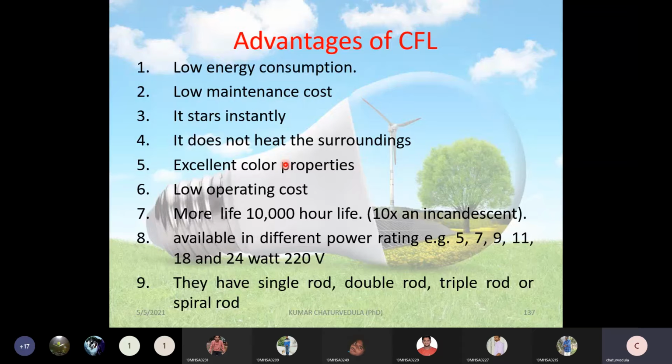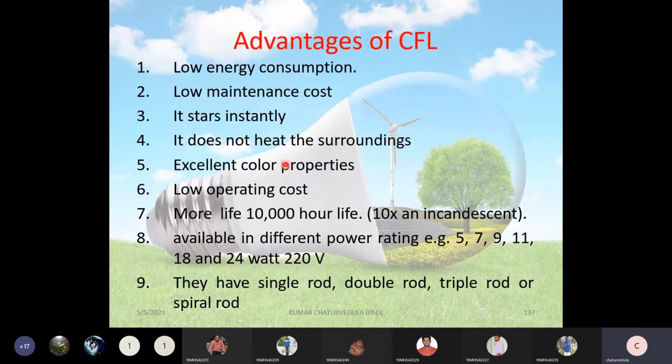So the advantages of your CFL bulbs are low energy consumption and low maintenance cost. It starts instantaneously. Another problem with the fluorescent tube is that a fluorescent lamp takes some time to start, whereas an incandescent bulb starts immediately whenever the switch is on. But CFL also starts instantaneously, and there is no heat production in case of CFL bulbs. You can have CFL bulbs with different colors also, and the maximum life of your CFL lamp is around 10,000 working hours.